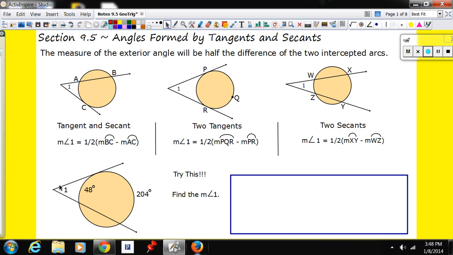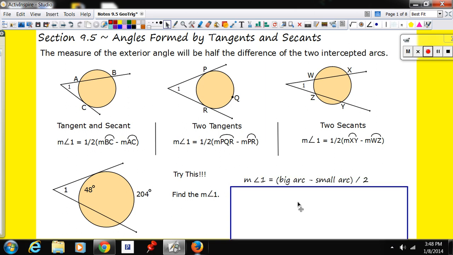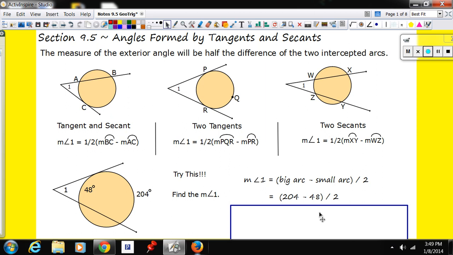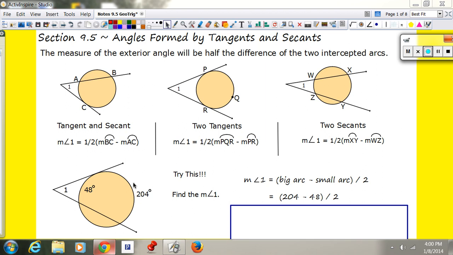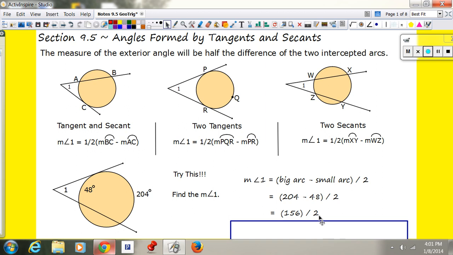So let's see if we can find the measure of angle 1. We are going to take the big arc minus the small arc and then divide by 2, and that's going to give me the outside angle. Timesing by a half is the same as dividing by 2. So the big arc is 204 degrees right here. The small arc is 84 degrees. So if you subtract the big arc minus the small arc and then divide by 2, that will give you your angle. 156 divided by 2, your angle 1 is going to be 78 degrees. That would be this angle outside. And you can pause it and copy it down if you need to, but we're moving on.